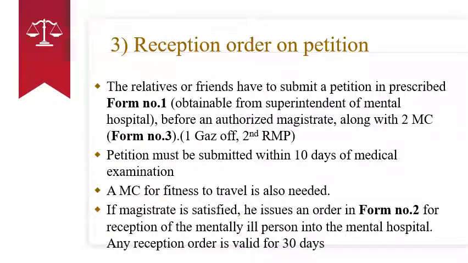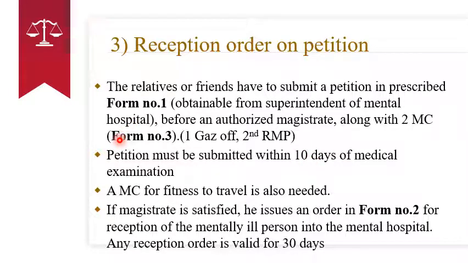Now about the admission on reception order on petition. The relatives or friends have to submit a petition in the prescribed form, that is form number 1, which is obtained from the superintendent of the mental hospital. The petition should be submitted before an authorized magistrate along with 2 medical certificates issued in form number 3. Of these 2 medical certificates, one should be from a gazetted officer, and the second can be from a private practitioner or a registered medical practitioner. And this petition should be submitted within 10 days of medical examination.